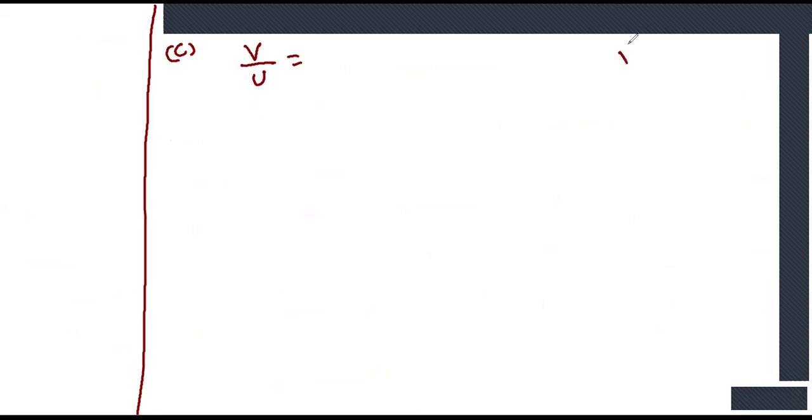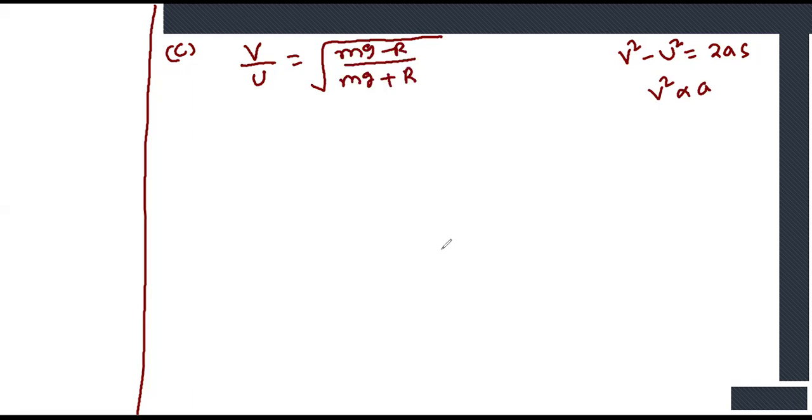Since v square minus u square equals 2as, v square is directly proportional to a. So v by u equals under root mg minus r by mg plus r. Fine. Next is the second application. Next, the third application.